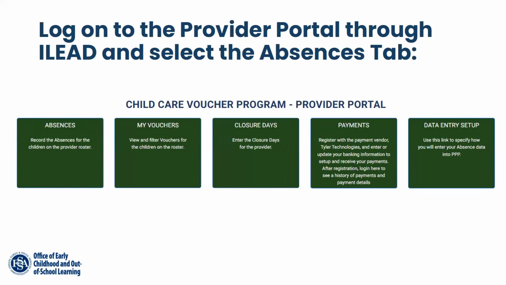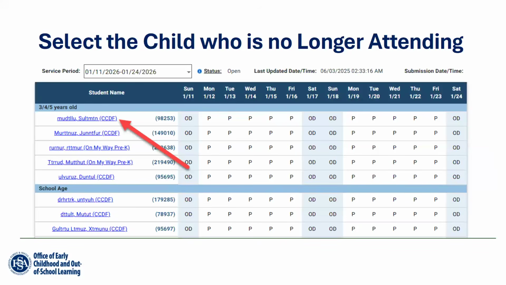So the first thing you will do is log on to your provider portal through iLead and select your absences tab. Once you have clicked on that, it's going to come up with the name of all your children. From here, you will select the hyperlinked name for the child who is no longer attending.